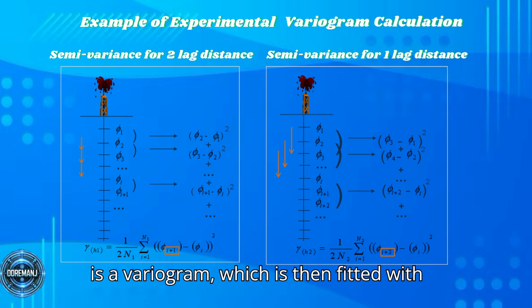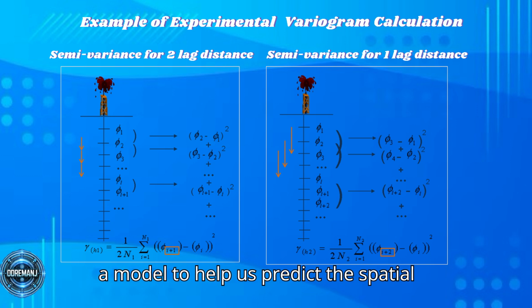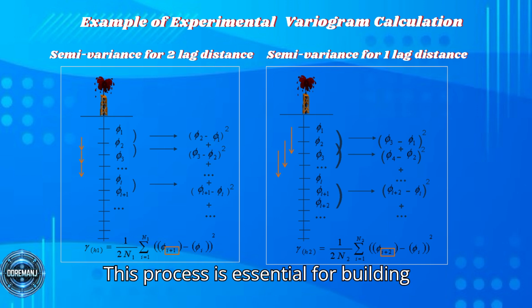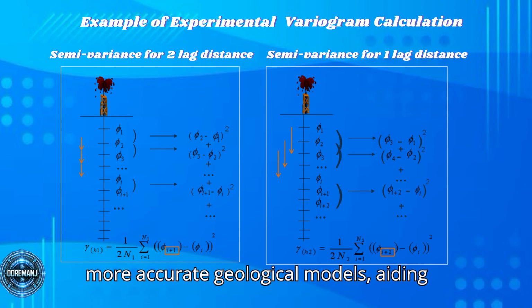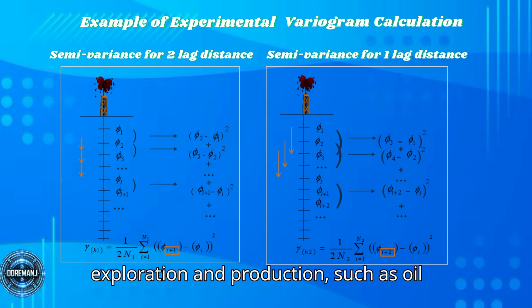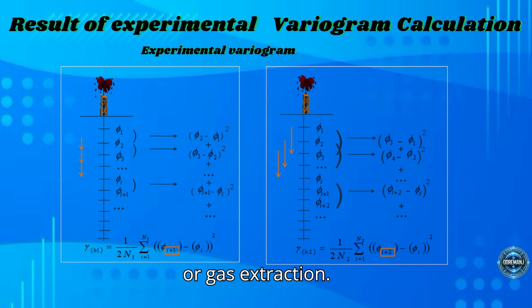This graph is a variogram, which is then fitted with a model to help us predict the spatial continuity of geological properties. This process is essential for building more accurate geological models, aiding in decisions related to resource exploration and production, such as oil or gas extraction.